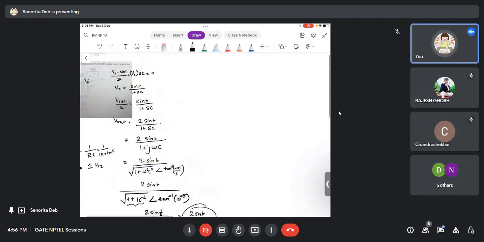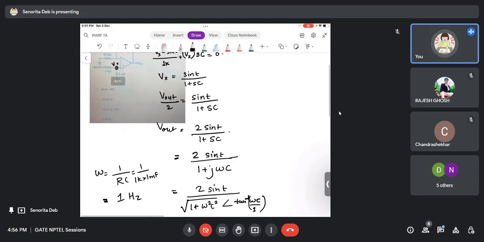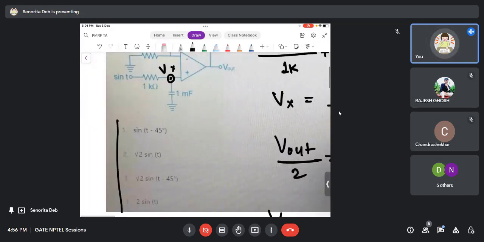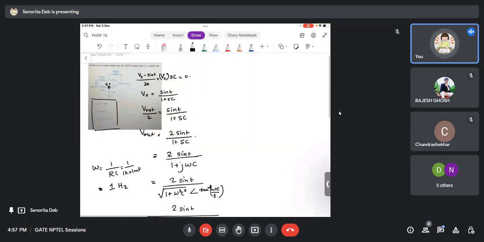So is this clear? You have to first arrive at this, and I did this because my options that were given were in this form. Okay, so please check if I have done any silly mistakes in between. If I haven't done any kind of silly mistakes, then this is what your answer should be.